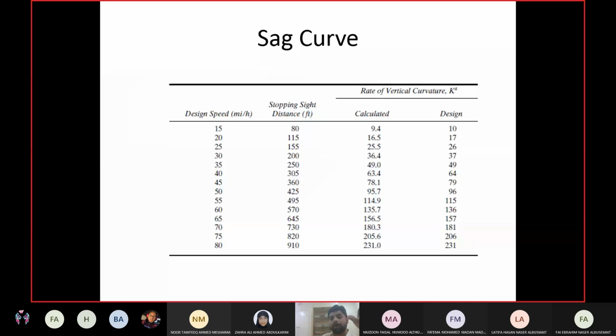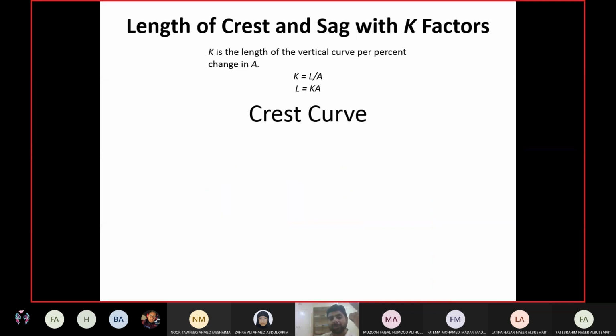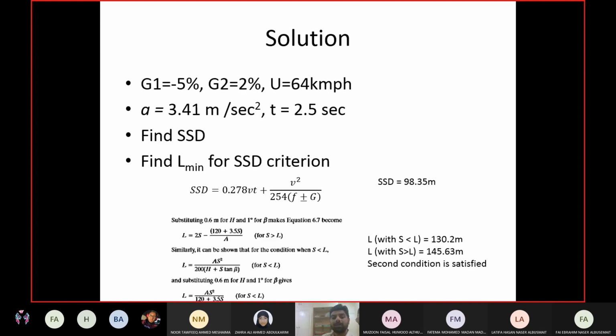Now you have to keep one thing in mind: both curves are for sight distance criteria. In sight distance criteria, I had two scenarios, right? So if you go back, which scenario have I taken to develop the curve? This one, S less than L, in both cases, for the crest curve as well as the sag curve. For developing the table of K, I have taken the equation for scenario S less than L. So both the tables are for sight distance criteria and both of them are for scenario S less than L, which is the most common case. In most of the cases, S is less than L.